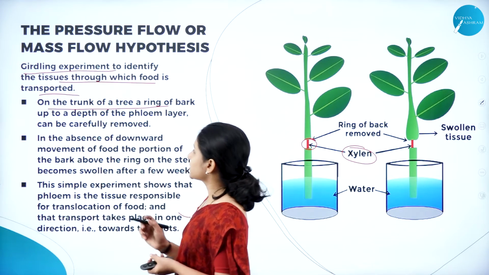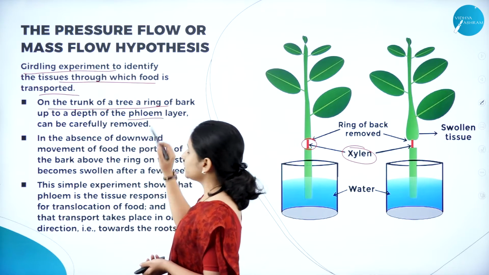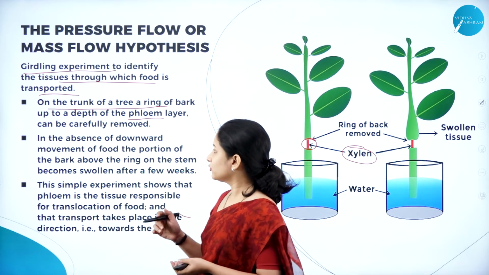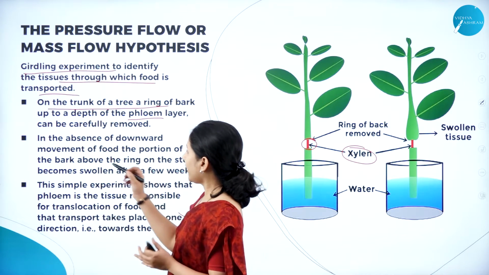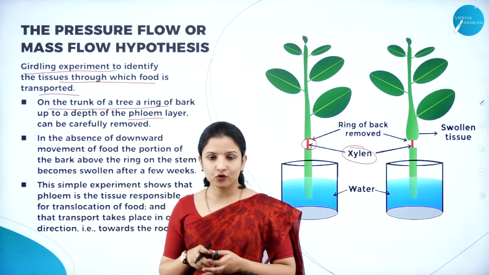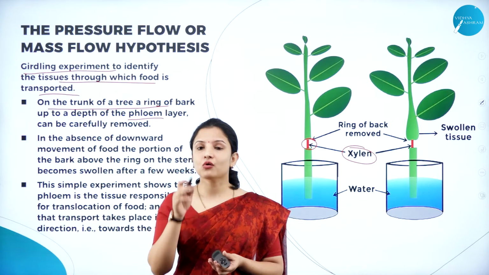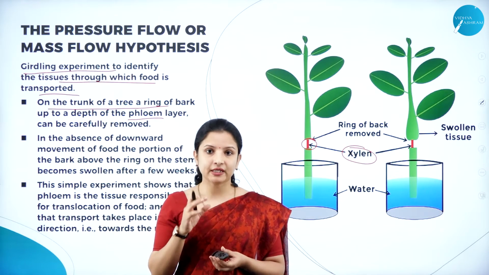So on the trunk of a tree, a ring of bark up to the depth of the phloem was removed. So the ring of the bark along with the phloem was removed so that only the xylem will be retained. And here what happens, since the phloem is removed, will there be downward movement of water? Because I told you only in the phloem there is bidirectional movement of material, right?